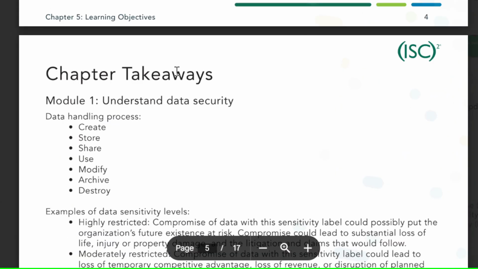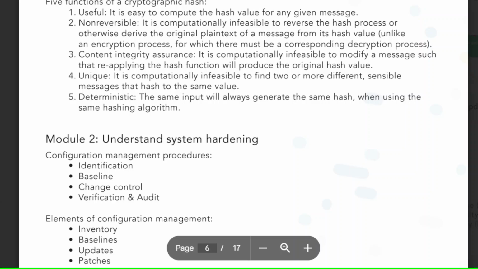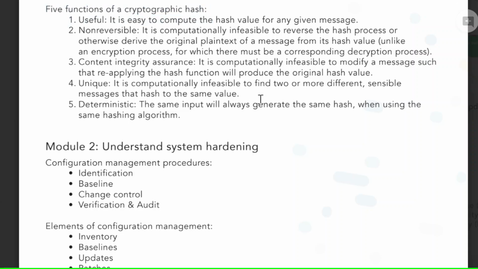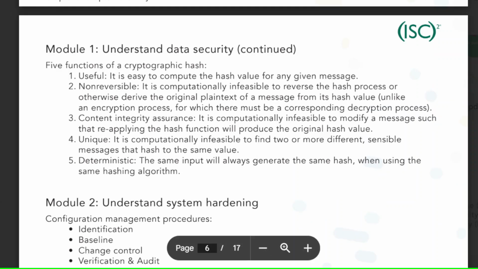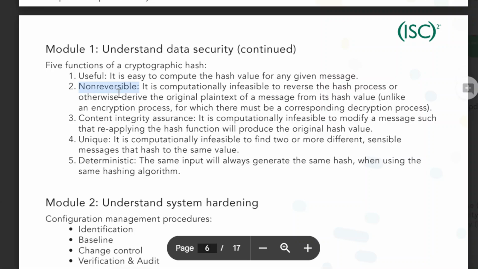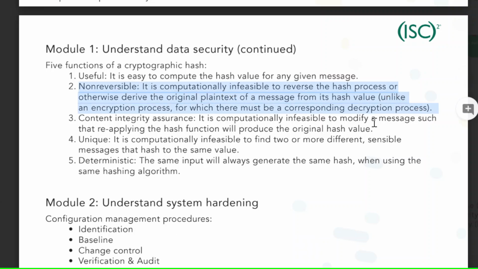Now under this module 1, the next topic we are going to discuss is data security. Here we have 5 functions of a cryptographic hash. One will be useful. It is easy to compute the hash value of any given message. Then next we have non-reversible. It is computationally infeasible to reverse the hash process or otherwise derive the original plain text of the message from its hash value, unlike the encryption process, for which there must be a corresponding decryption process.